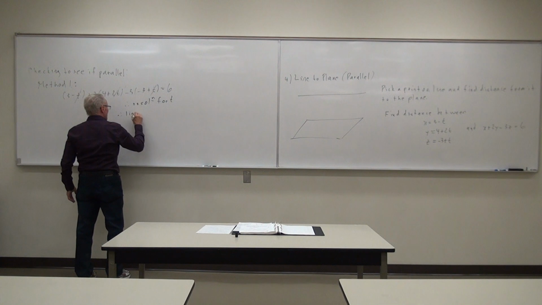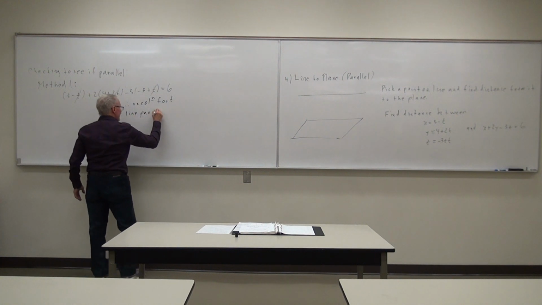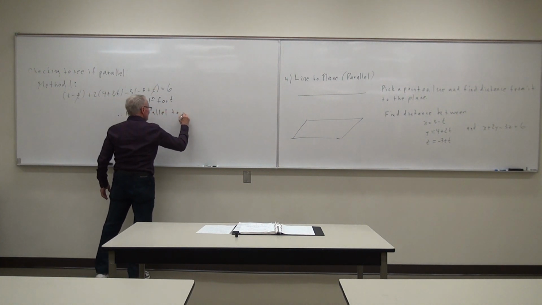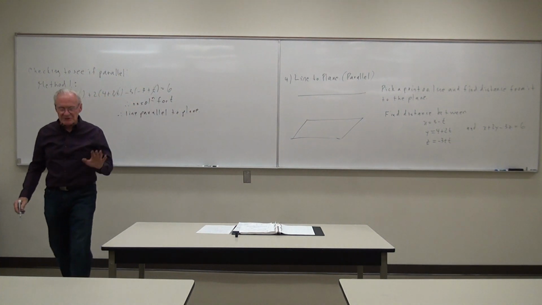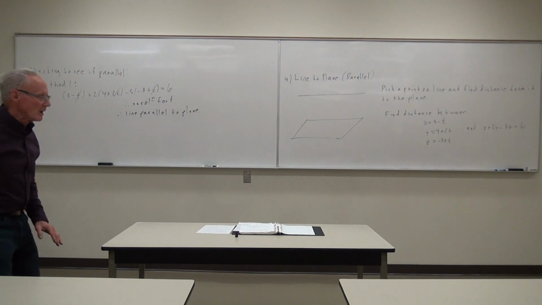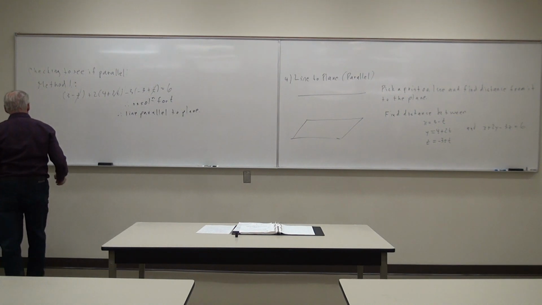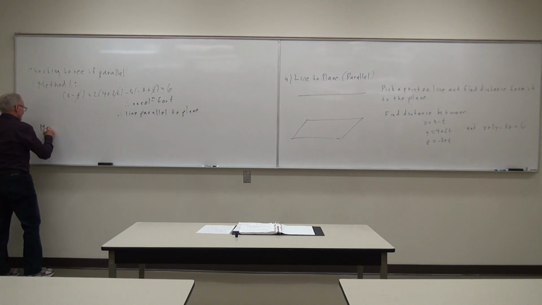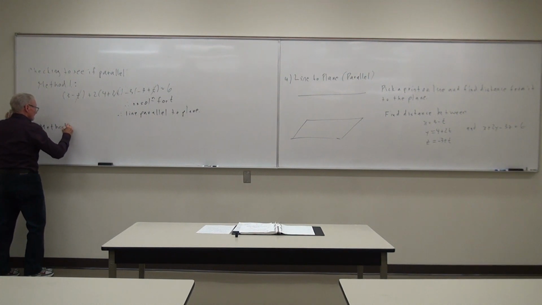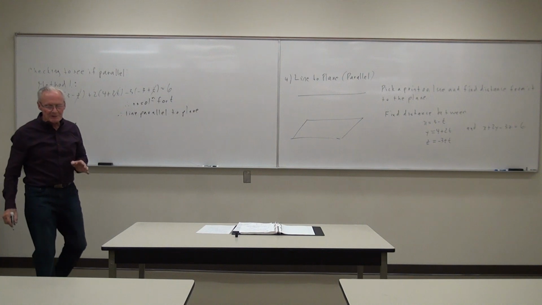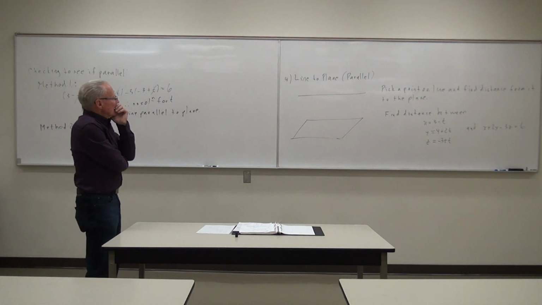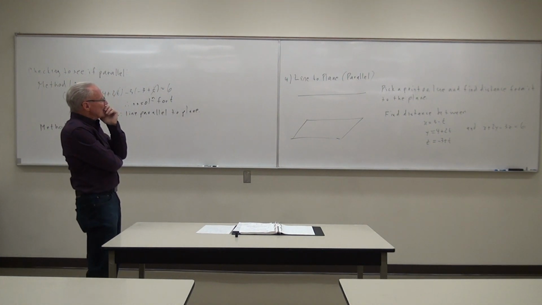Therefore, the line is parallel to the plane. That's perhaps the easiest way to check whether they're parallel. I would suggest that there's another method. Method 2. Take a few seconds and see if you can think of another method to decide whether this plane and line are parallel.